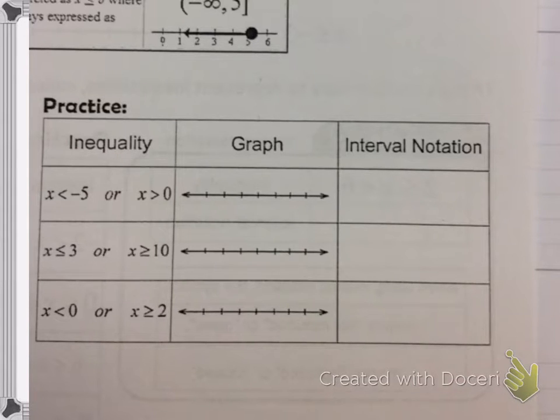All right, here's a couple examples for us to look at to just graph and then write the interval notation for. We have x is less than or equal to negative 5. So graph negative 5 on there. It's going to be an open circle, and we're doing the less than direction. X is greater than 0, so somewhere at 0, you're going to have an open circle and you're going in the greater than direction.